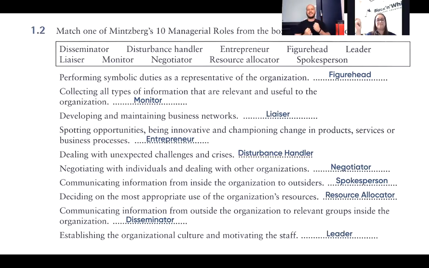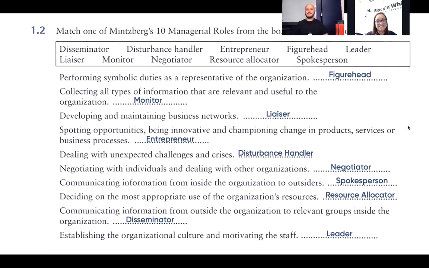All right. Very nice. So Míriam, which of these roles are part of your job? Developing and maintaining business networks. Liaiser. Oh, Míriam is a liaiser. All right. What else? A negotiator, of course. Negotiator, liaiser. What else, me? Spokesperson. You see, you're always in contact, yeah? It's like interpersonal roles, right?